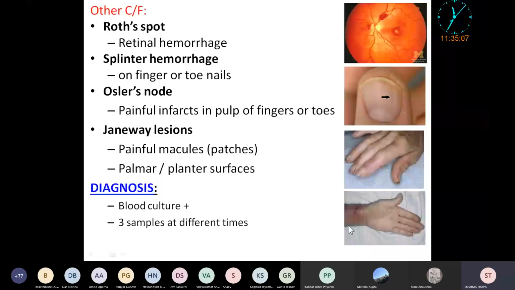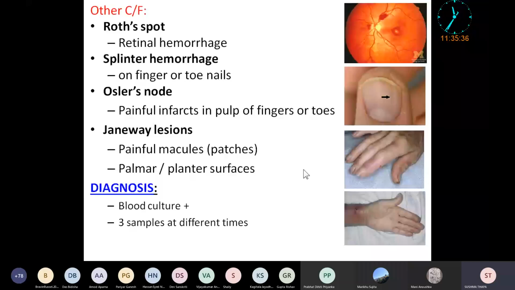And a patient may present with painful macules or patches like this. Redness is there, which may be present in the palmar or plantar area, which is known as Janeway lesion. Okay, so these are all signs which you see when you examine a patient having infective endocarditis. Now diagnosis is made with the clinical history and the clinical findings. You have to confirm the case of infective endocarditis.